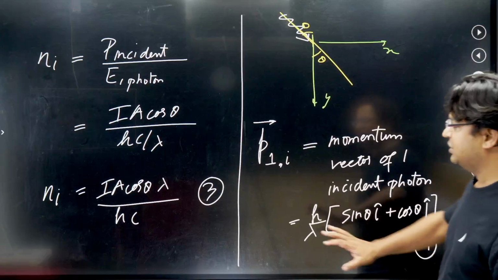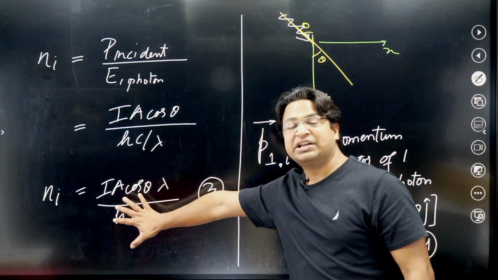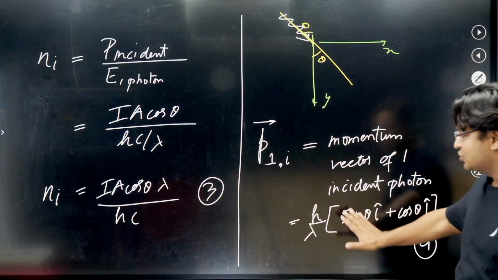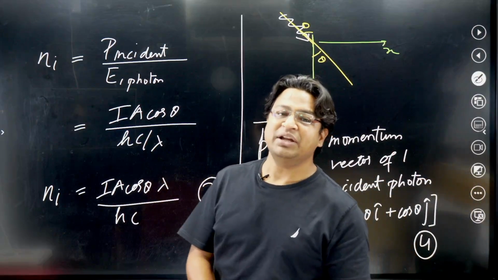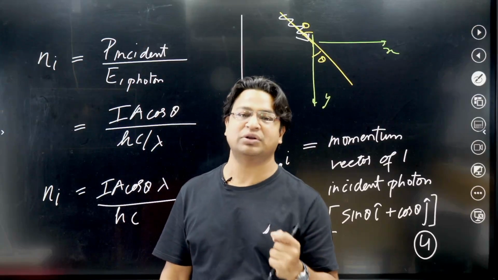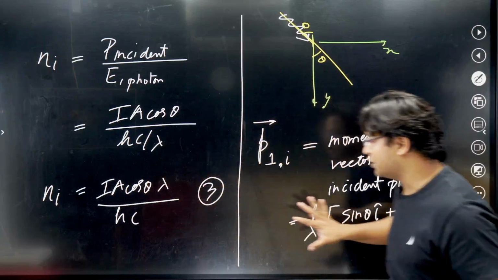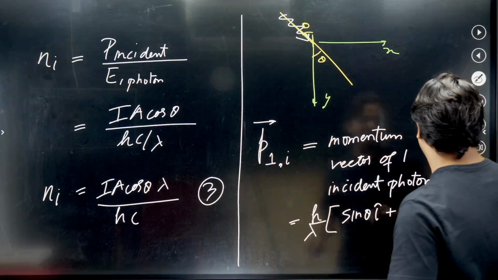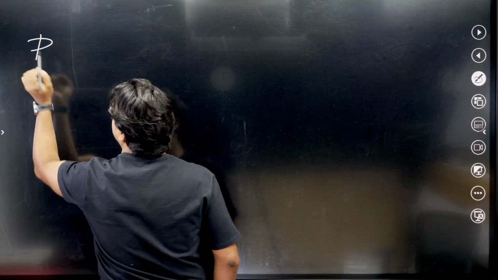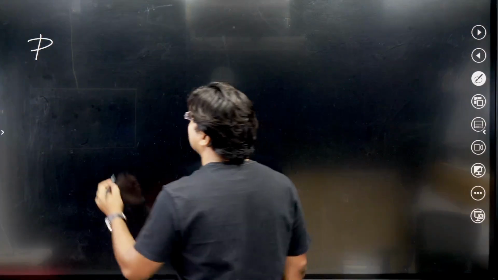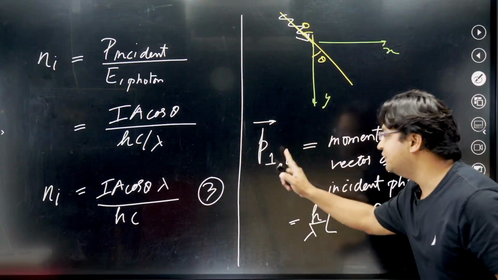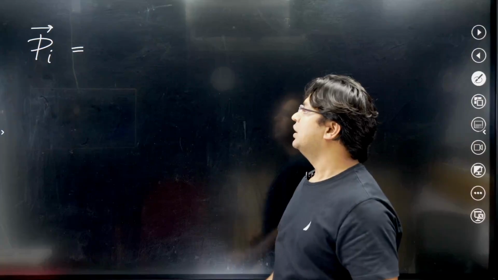Now see this. These many photons are striking the plate in 1 second and one photon has this much momentum. So the product of these two will give me the incident momentum per second. How much momentum was incident on the plate per second? That will be given by the product of these two. So let's do that. Next, I am writing p_i. Here we wrote p_1i, which was the momentum of one photon. Now I am writing simply p_i.